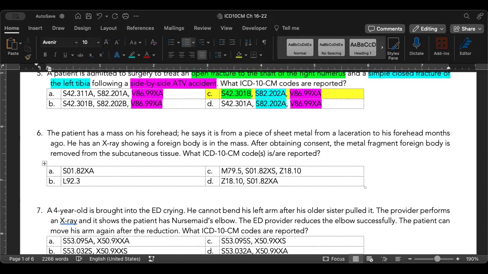Okay, let's take a look at number 6. A patient has a mass on his forehead. He says that it's from a piece of sheet metal from a laceration to his forehead months ago. He does have an x-ray showing a foreign body that's in the mass. After obtaining consent, that metal fragment foreign body is removed from the subcutaneous tissue. So what do we think we're going to code from here? If you want to come off of mute, you can. What do you think we're going to code in this situation?